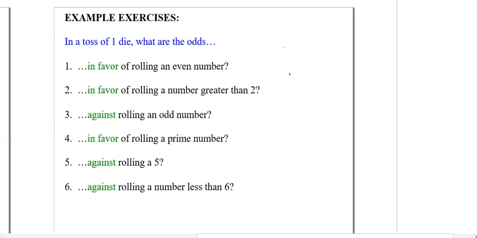If we go to the next page, odds in favor of rolling an even number. So I'll make my list 1, 2, 3, 4, 5, 6. How many even numbers are there? Well, there's 3: 2, 4, and 6. How many other numbers are there? There's 3. So we would say 3 to 3, which is the same thing as 1 to 1. 1-to-1 odds means it's 50-50.